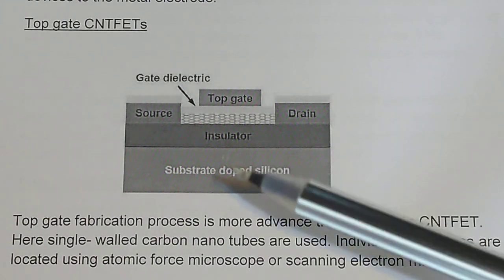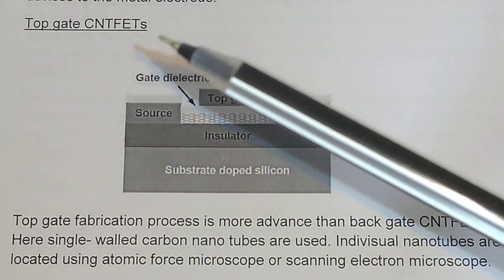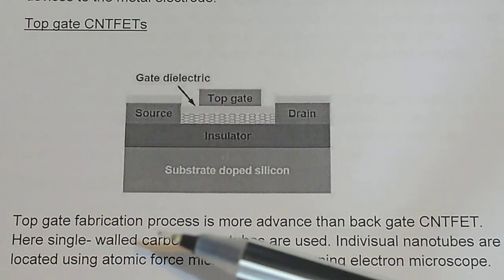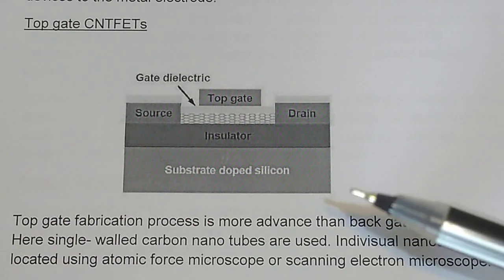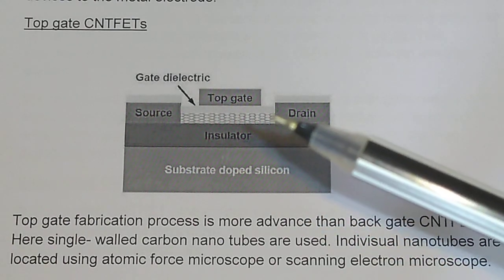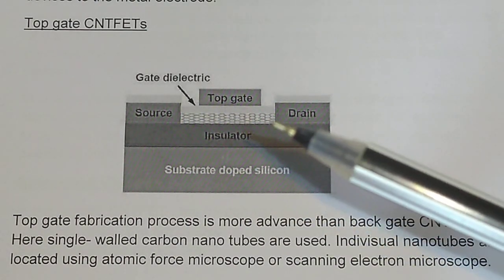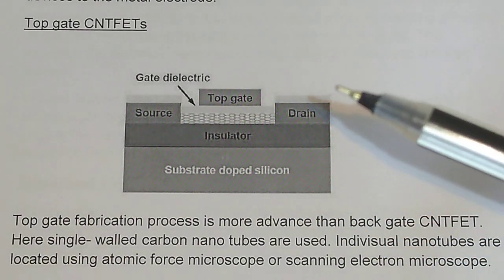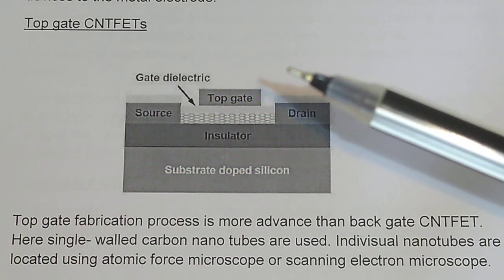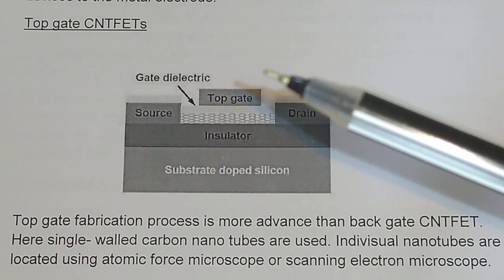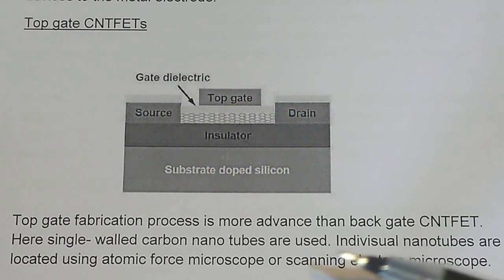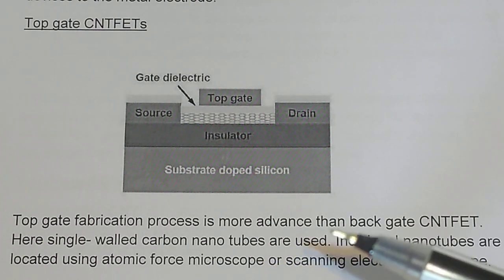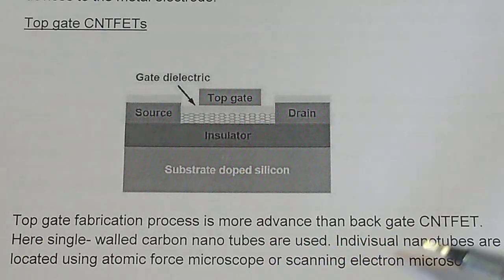And this is the basic structure of top gate carbon nanotube field effect transistors. The top gate fabrication process is more advanced than the back gate carbon nanotube field effect transistor. Here a single walled carbon nanotube is used. Individual nanotubes are located using two techniques: one using an atomic force microscope and another using a scanning electron microscope.